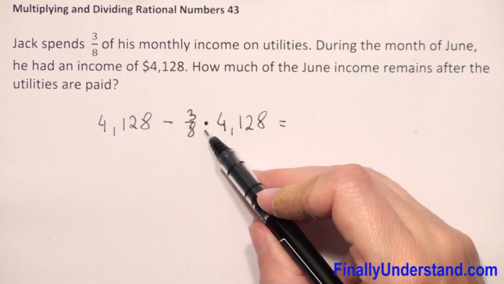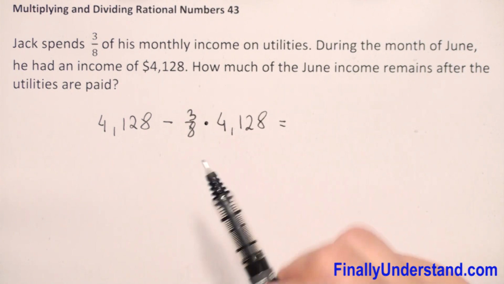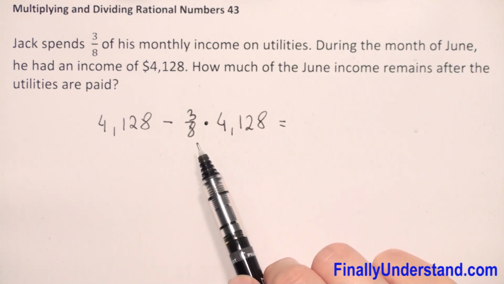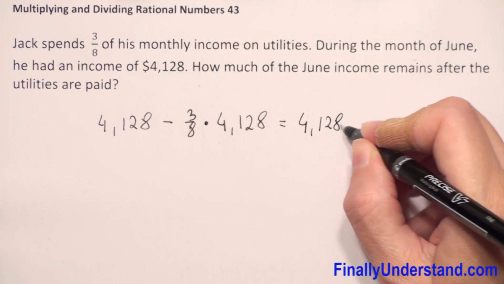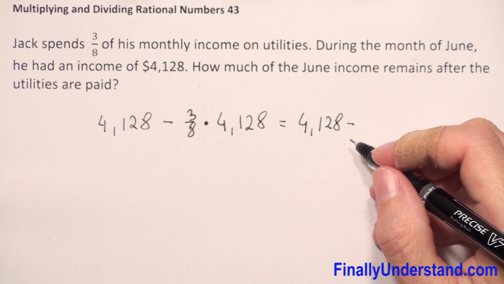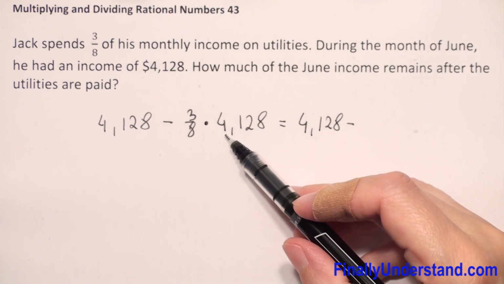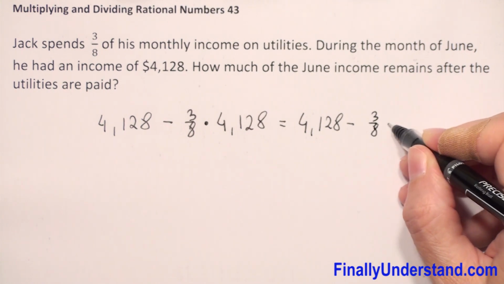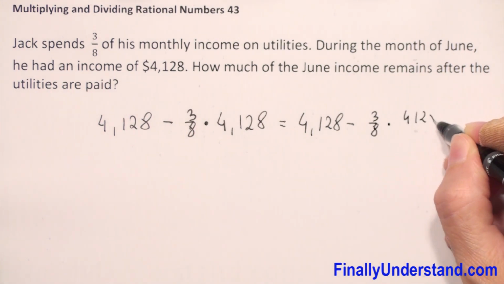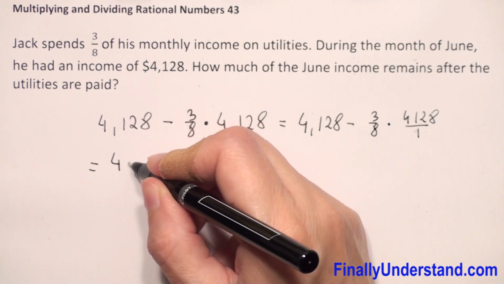So first we have to do multiplication. When we have subtraction and multiplication, always do multiplication first. So we have 4,128 minus 3/8 times 4,128. We can change to fractions, so it will be 3/8 times 4,128/1.